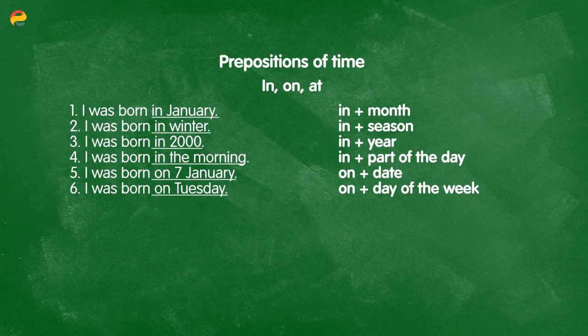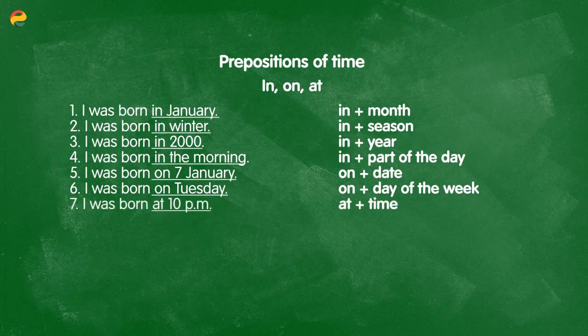Or for example, I was born on Tuesday. Here, Tuesday is a certain day of the week. But if we want to be even more precise, I can say that I was born at 10 p.m. Here, we're using at with a very specific time, 10 p.m.